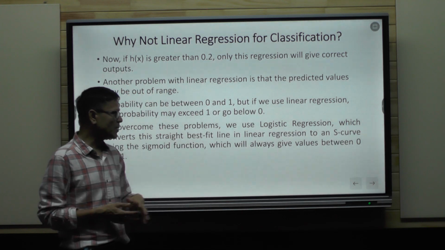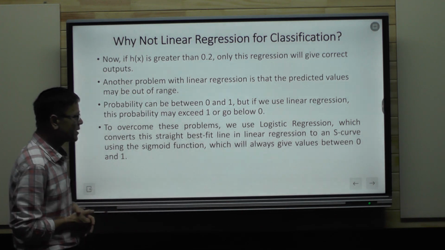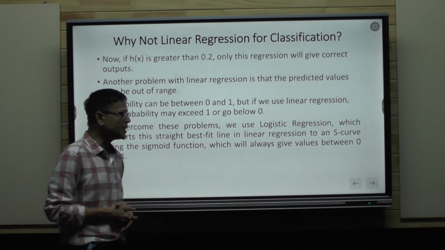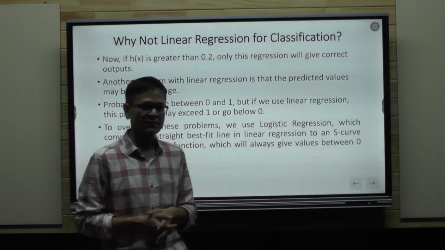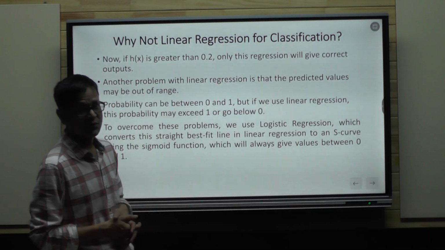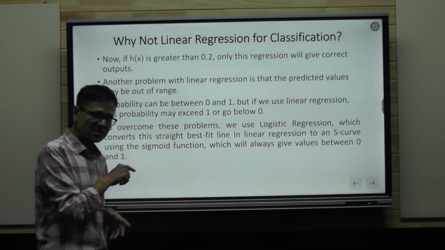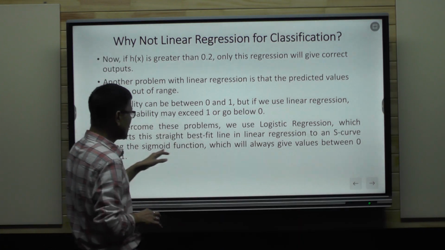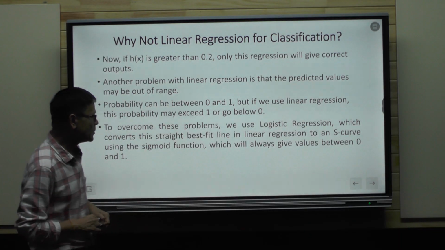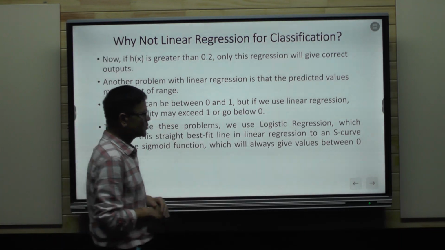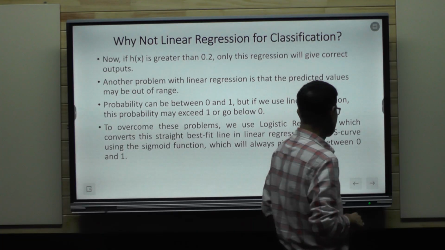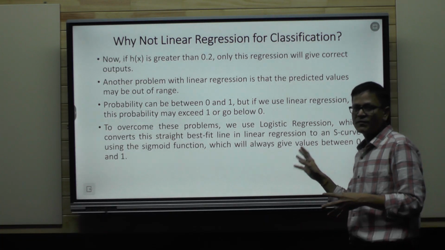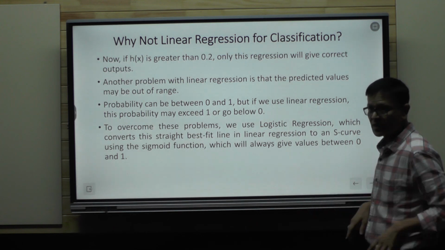To overcome this problem, we use logistic regression, which converts the straight best fit line in linear regression to an S-curve. S stands for sigmoid, and it makes a shape resembling an S. Using this sigmoid function, which will always give a value between 0 and 1, we can map the value between 0 and 1. So this solves our problem.